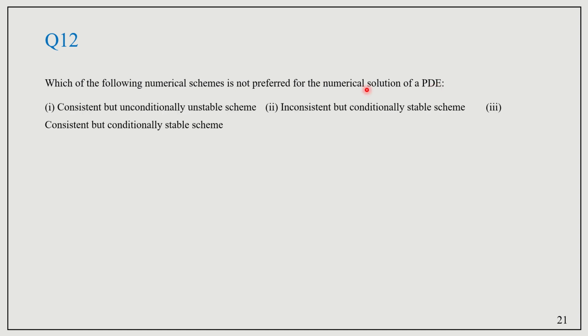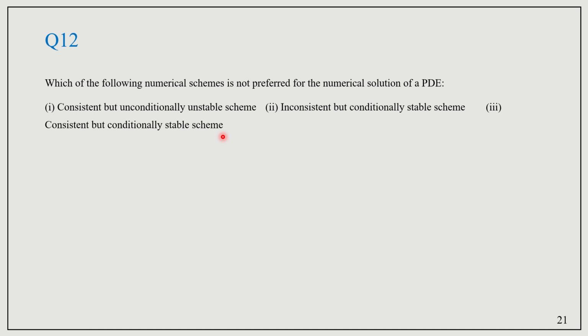First one, it is a consistent but unconditionally unstable scheme. Second one, an inconsistent but conditionally stable scheme. And third one, a consistent but conditionally stable scheme. So what is being asked in the question is, we need to identify the numerical scheme which is not preferred for the numerical solution of a PDE. So we are given three statements.